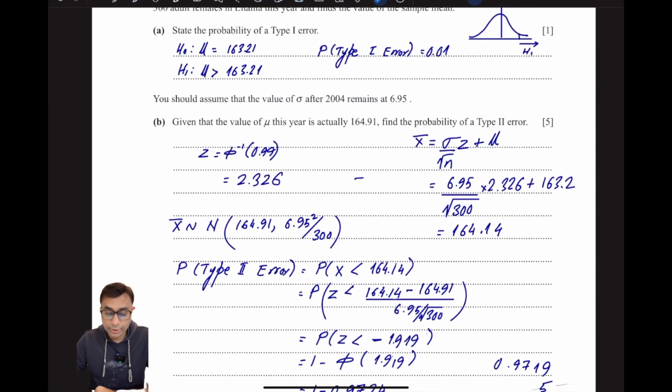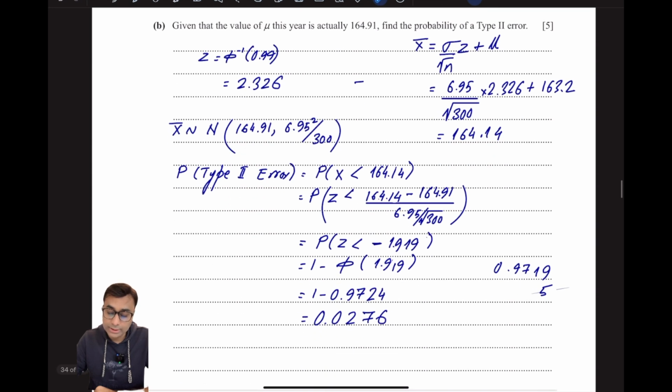Now, to calculate the probability of type 2 error, I need to calculate the probability of non-critical region, which is less than 164.14. So I will find out the probability of less than 164.14 with the new value of mean, which is 164.91. So I convert this into Z variable, and that comes out to be less than negative 1.919, and less than negative 1.919 is 1 minus phi of 1.919. I go to the normal table and read the probability of 1.919. That comes out to be 0.9724. So 1 minus 0.9724 gives me the probability of type 2 error.